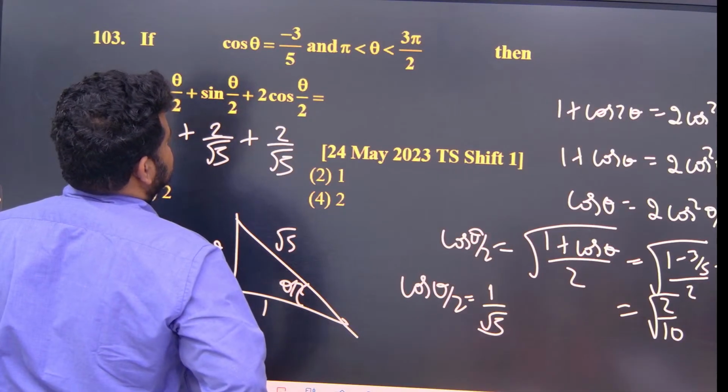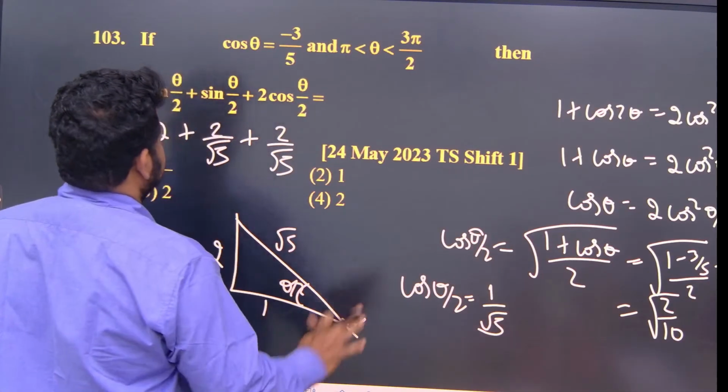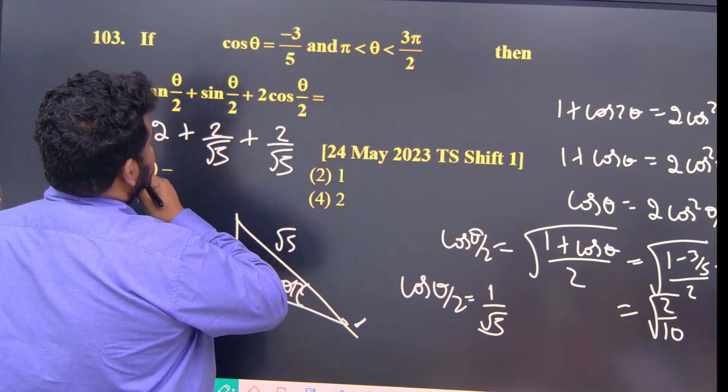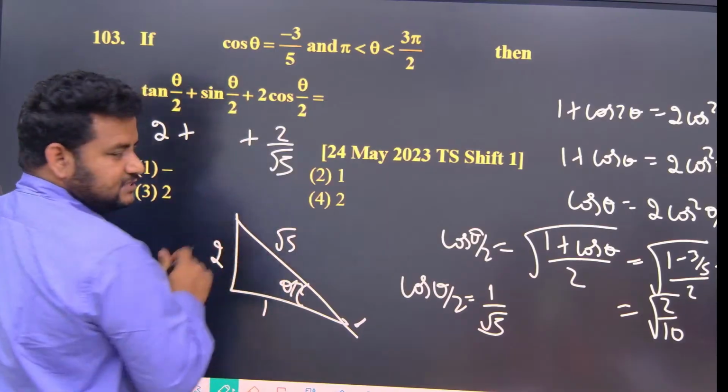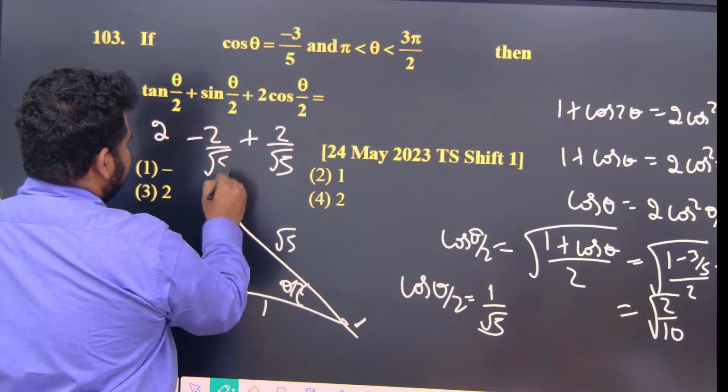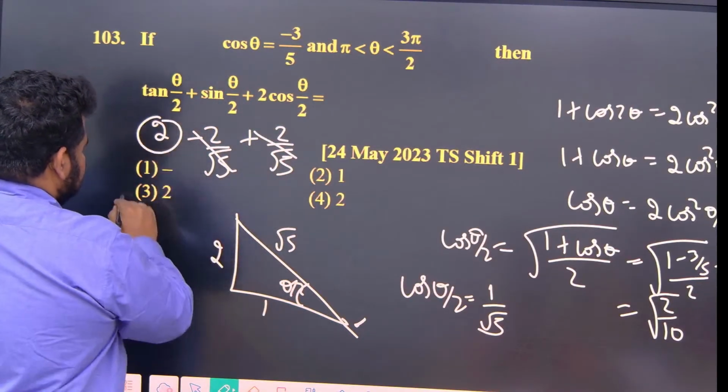But see here, let us see. Just a minute. So which quadrant is this? Third quadrant. In the third quadrant, sin is negative now. Sin is negative. The tan is minus 2 by root 5. Cancel. We are having what? 2. It is option 3.